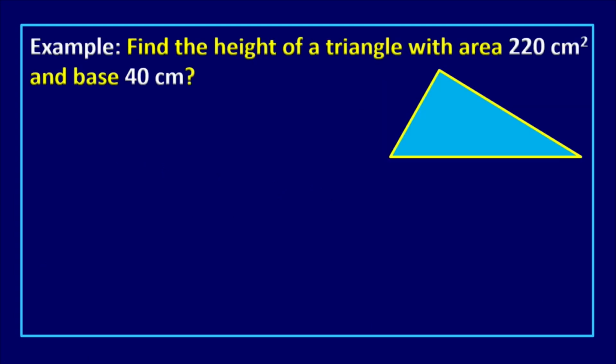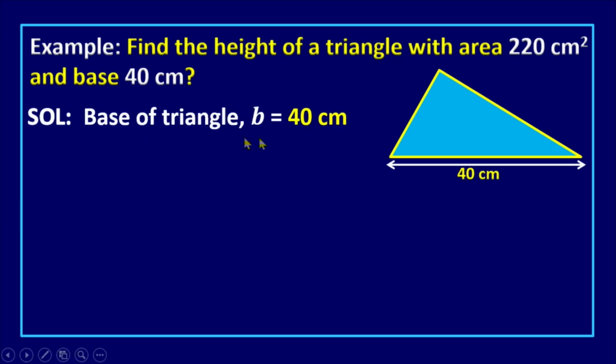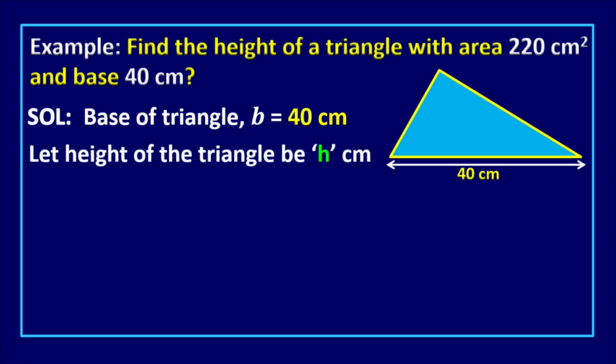Now let us take an example. Find the height of a triangle with area 220 centimeters square and base 40 centimeters. First write down what is given, that is base of the triangle, b is 40 centimeters. And what about the height of the triangle, children? Yes, we don't know, right? We have to find. So I am assuming it as some h centimeters.